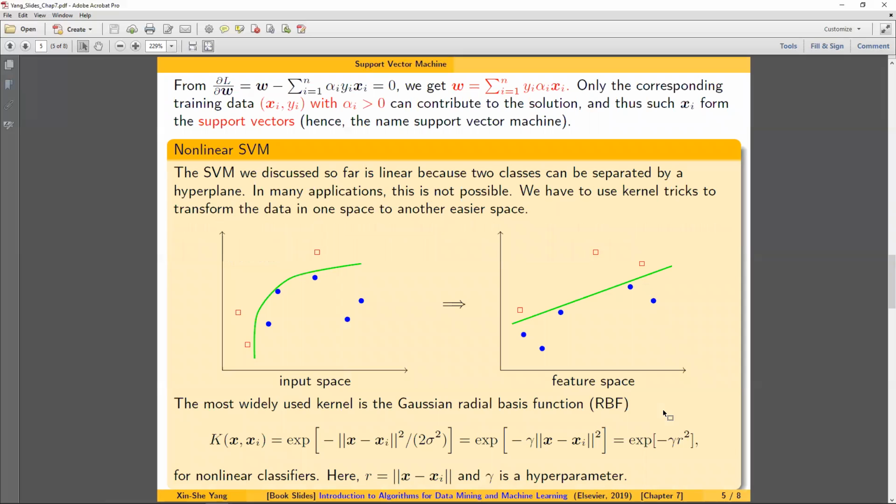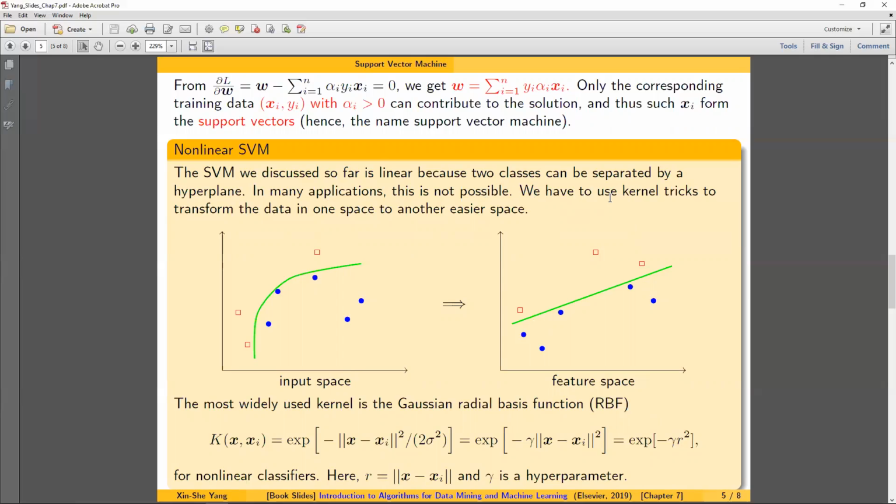And then we just discussed the linear support vector machines. How about nonlinear support vector machines? In other words, what's happening is there's a chance that the data cannot be separated by a hyperplane.